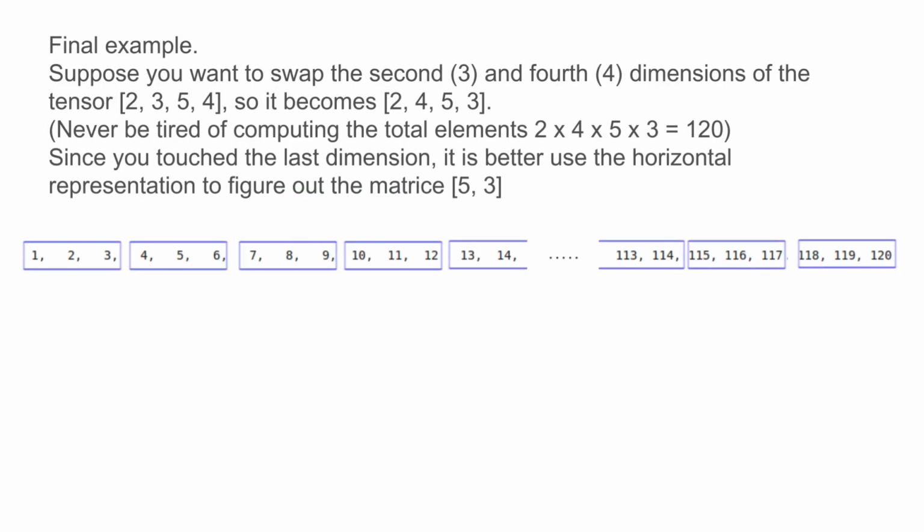Final example: swapping dimensions. Let's say we want to swap the second and fourth dimensions of our tensor, 2 by 3 by 5 by 4. After the transformation, the new shape becomes 2 by 4 by 5 by 3. Always double-check that the total number of elements is unchanged, 120. Important tip: since we modified the last dimension, it's better to use the horizontal sequence representation to understand the new matrix structure of 5 by 3. This approach makes it much easier to visualize tensor transformations correctly.